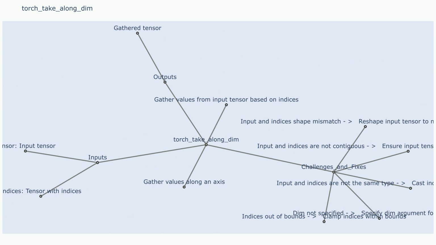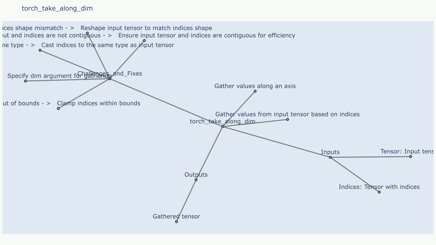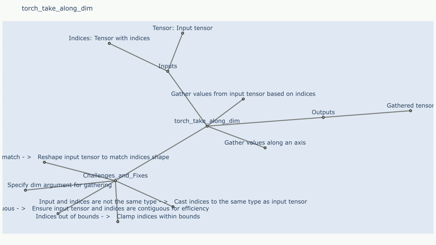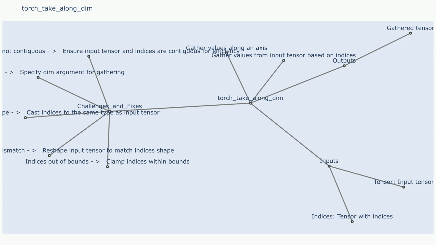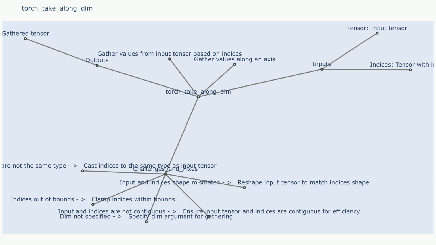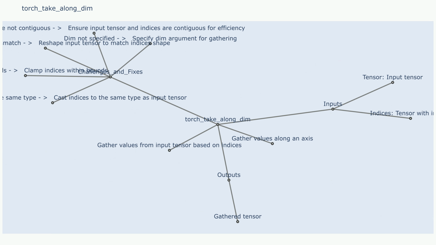Challenge 1. Index out of bounds error. Sample use case: attempting to access an element beyond the valid range of the input tensor along the specified dimension. Fixes: ensure that the values in the indices tensor are within the range of the input tensor's size along the specified dimension. Challenge 2. Dimension mismatch error. Sample use case: the indices tensor does not have the same shape as the input tensor, except for the dimension specified by dim. Fixes: ensure that the indices tensor has the same shape as the input tensor, except for the dimension specified by dim.